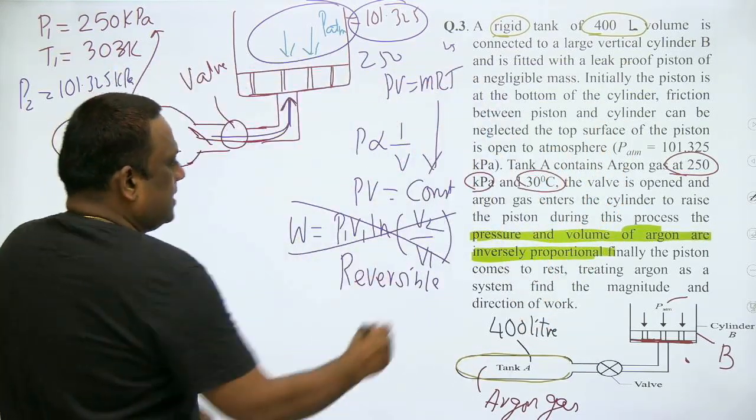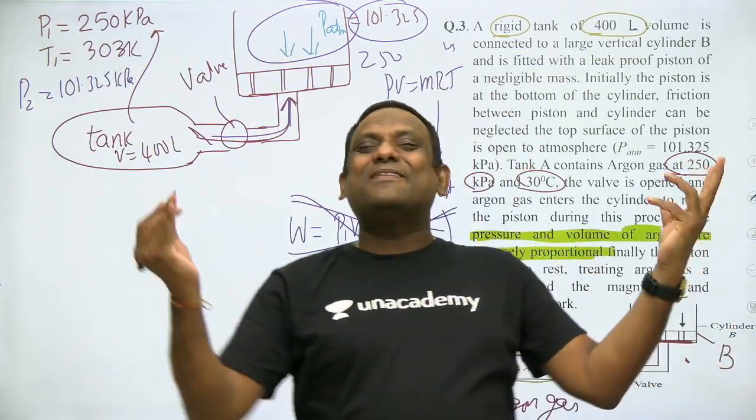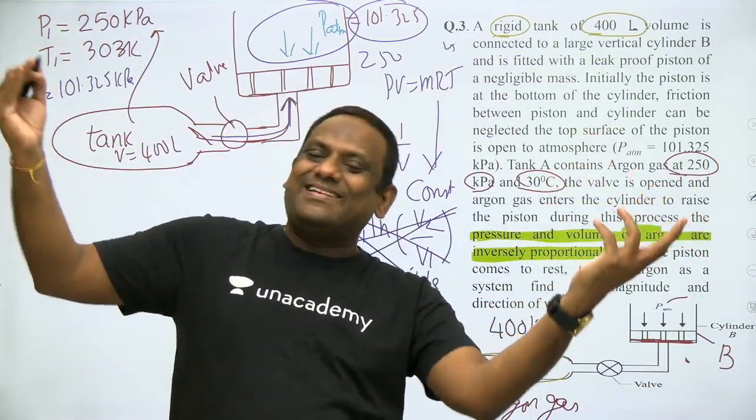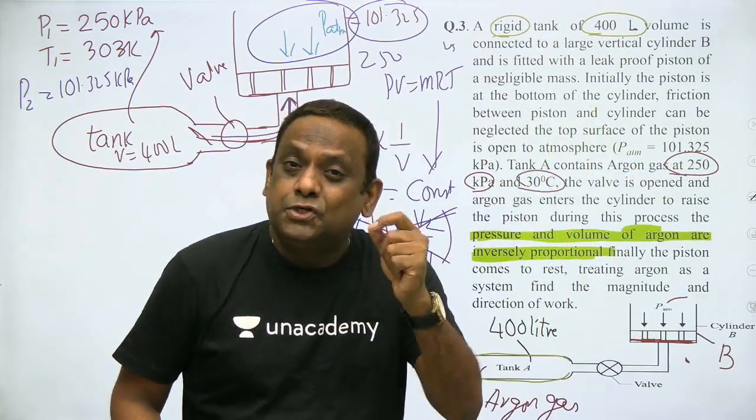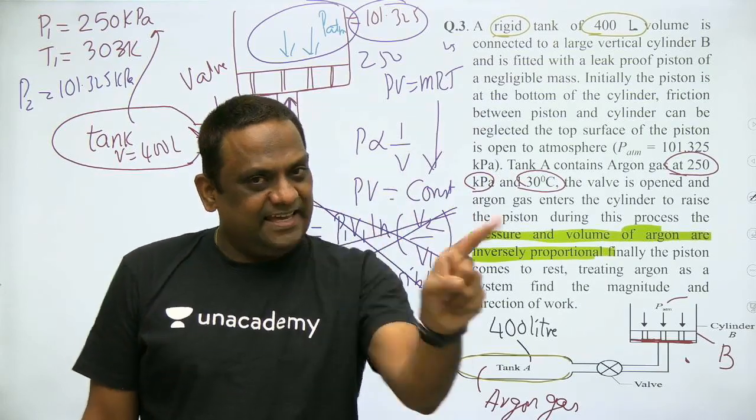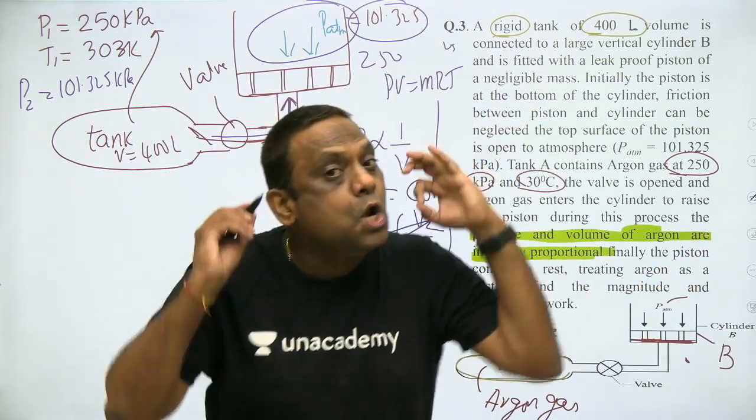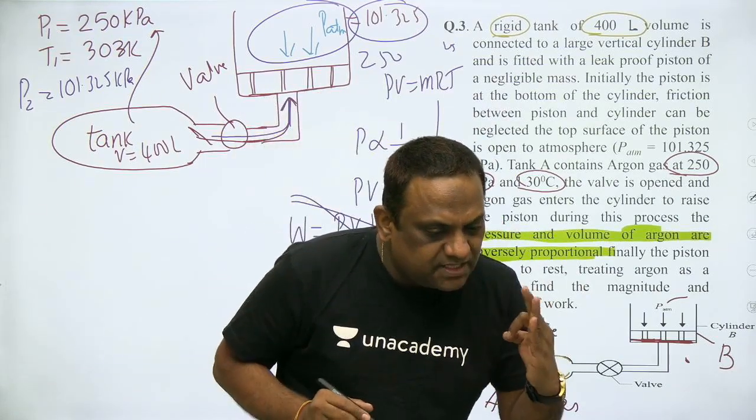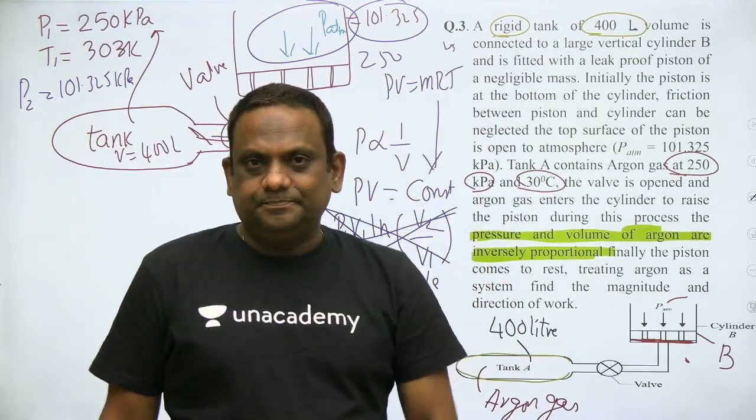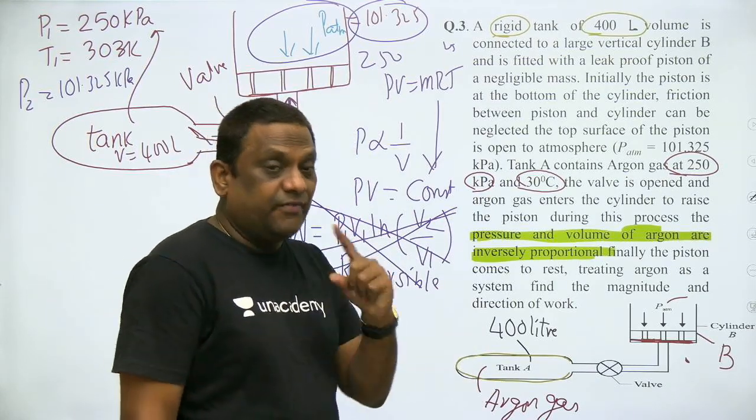If it is not reversible, how can I apply this equation, with pressure inversely proportional to volume and P1 V1 ln? You should know the assumptions for equations. If you don't know the assumptions, you're gone. So, is this process reversible? No, it's not reversible. That's why, my dear students, you have to be very, very careful.